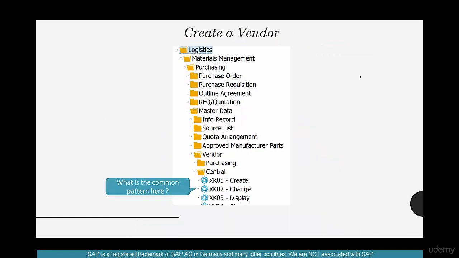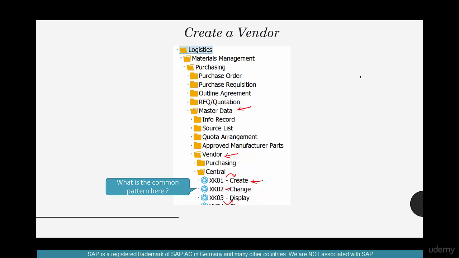And how do you create a vendor? Under purchasing, master data, vendor, central, create. And if you look at these transactions, you'll see a common pattern. There is a 01 for create, 02 to change, and 03 to display. And in fact, that's the common pattern that you see across most of the easy access transactions.